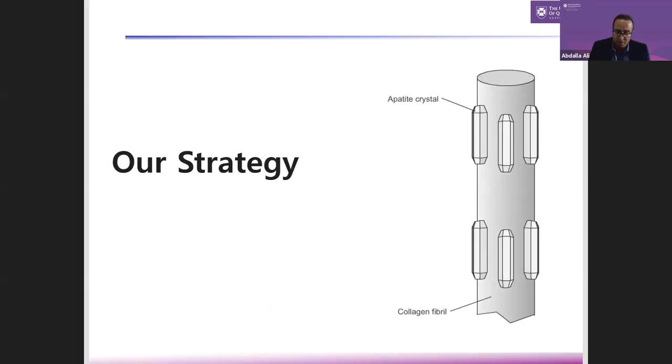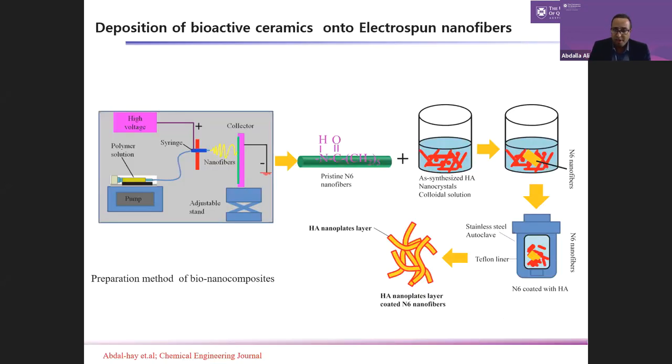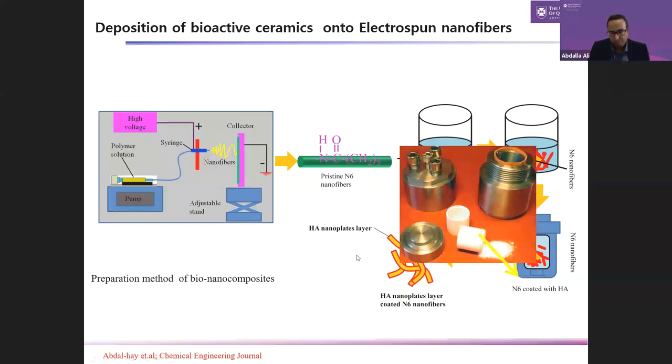Our strategy is very simple. We try to mimic the structure of the extracellular matrix of natural bone. Here are electrospun fibers immersed in a colloidal solution of hydroxyapatite. Then we applied an autoclave at 130 to 180 degrees Celsius to try to fully cover the surface of each single electrospun nanofiber with hydroxyapatite.